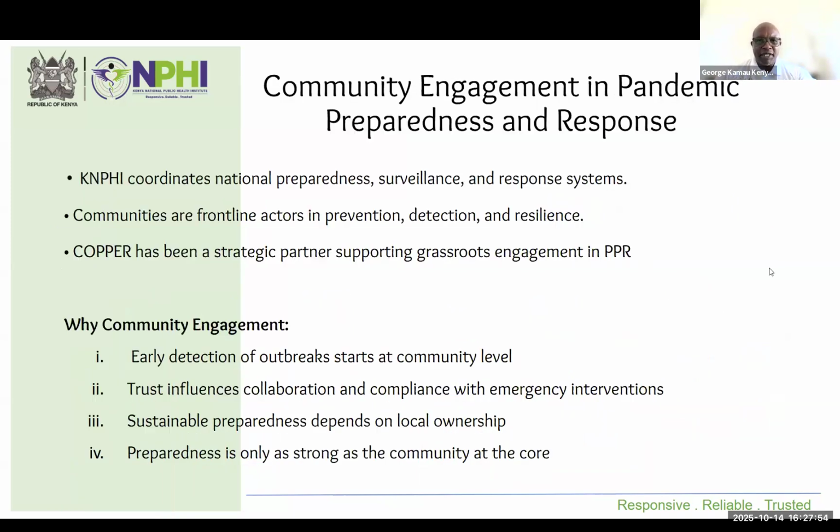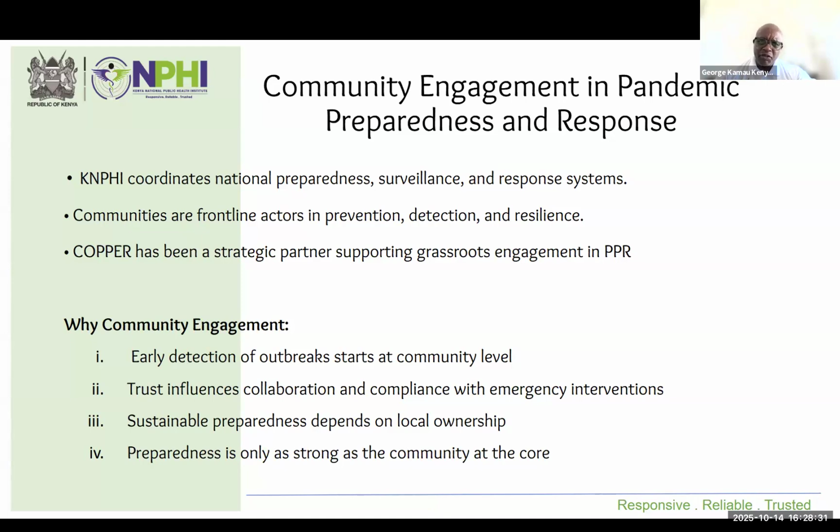So on community engagement and pandemic preparedness, KNPHI's main role is coordination of national preparedness, surveillance, and response systems. And here we have communities that are on the front line, which is level 1 in our case, where we have the community health promoters. In Kenya, we call them community health promoters, who have households to man on a daily basis and make sure that they report the indicators on an electronic system. So COPA has been a strategic partner again, supporting grassroots engagement in pandemic preparedness and response.